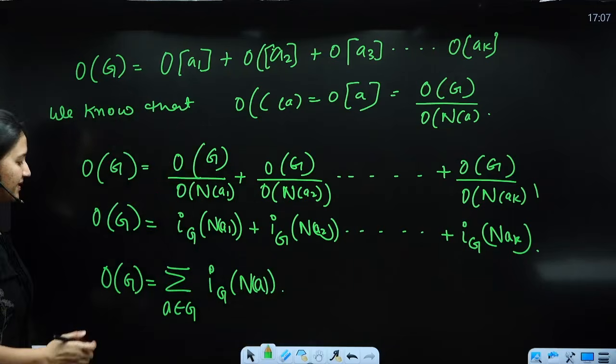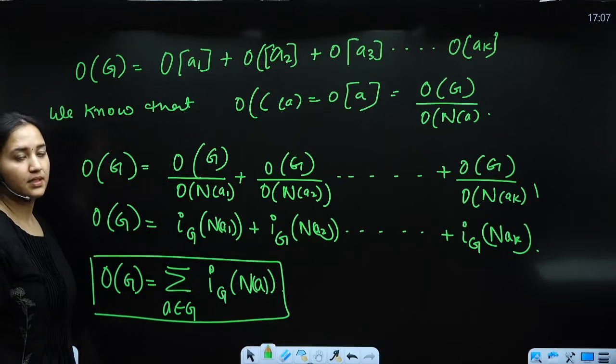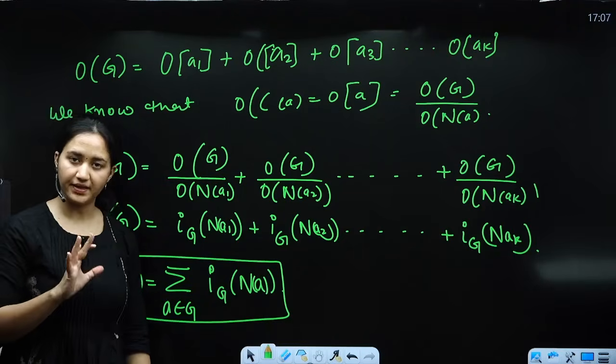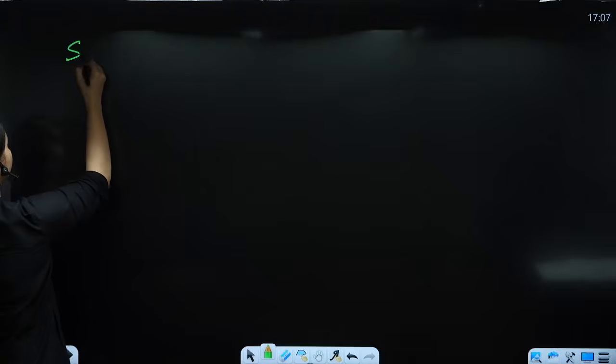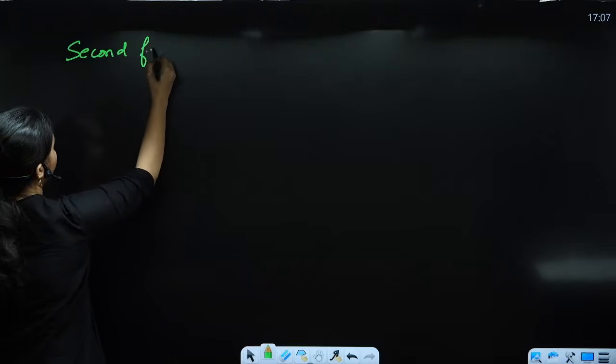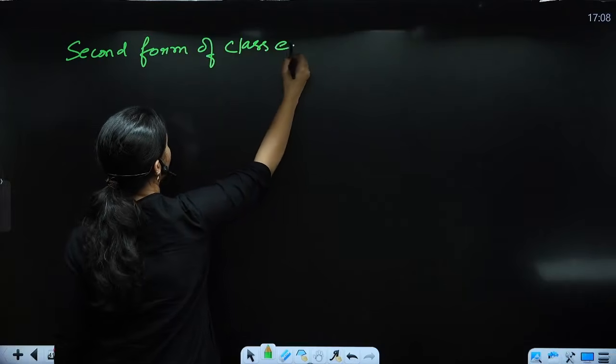Here, basically this is the class equation, right? So this is the first form of the class equation, right? Now next thing is the second form of the class equation. Very simple, I'm not going to complicate it here.